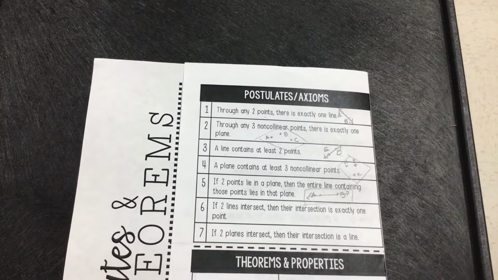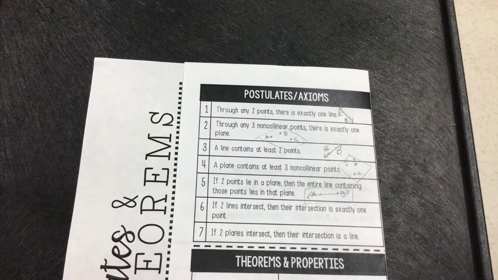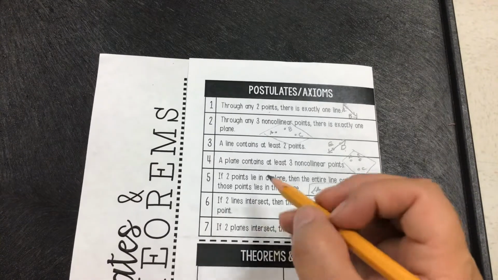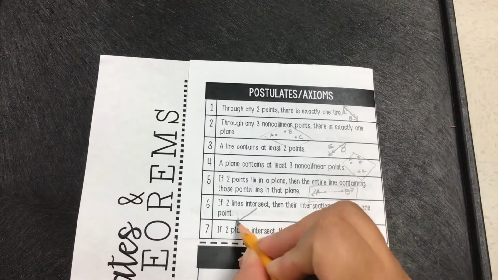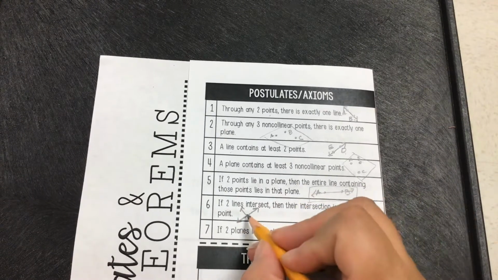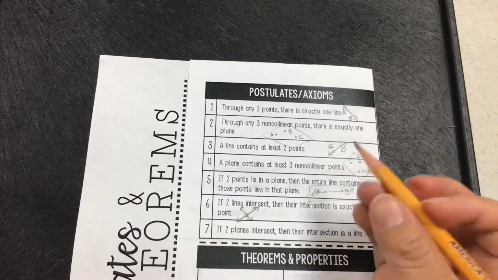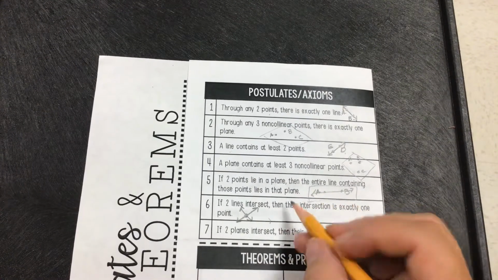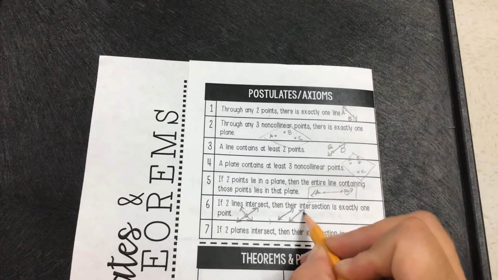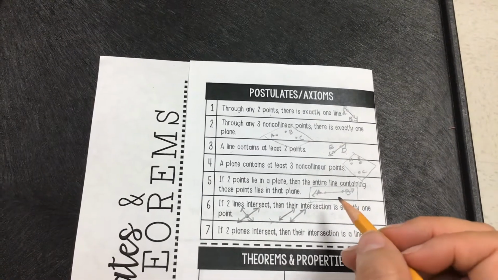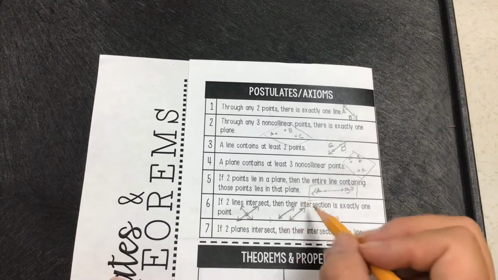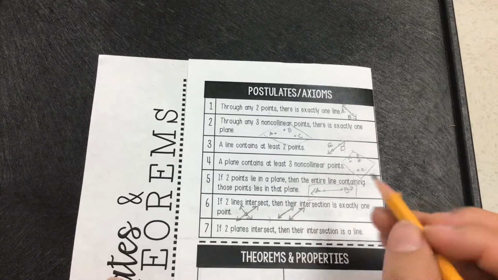Number 6, if 2 lines intersect, then their intersection is exactly 1 point. Well, we know this from algebra, that we have 2 lines like this. The point of intersection is that one right there. Let's review just a little bit. How about lines like this? If they don't touch, they don't intersect, then there's no solution, no intersection.